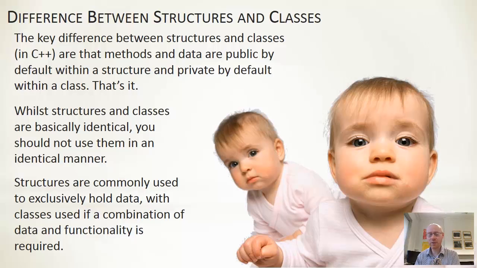So they're basically identical. You can have a structure with as many constructors as you want, with copy constructors, with a destructor. You can allocate stuff. You can have as many functions as you need. You can basically use them interchangeably.